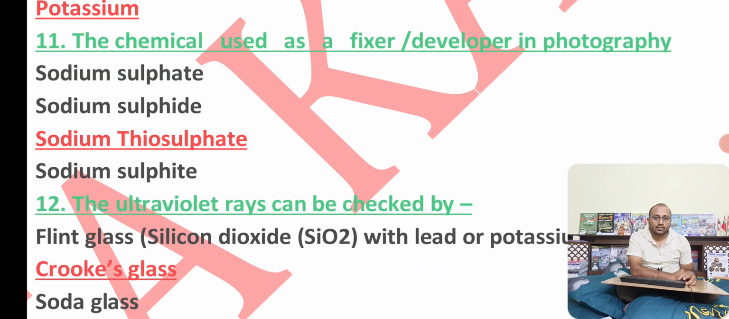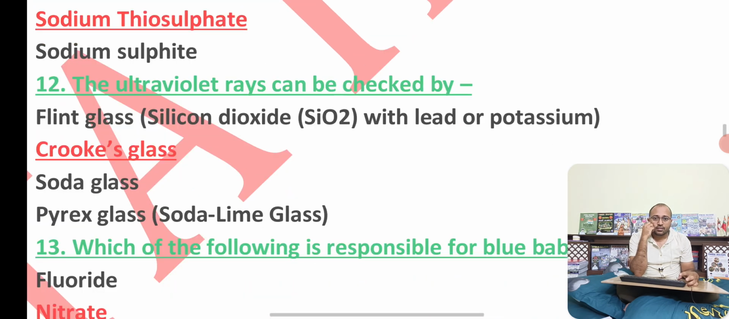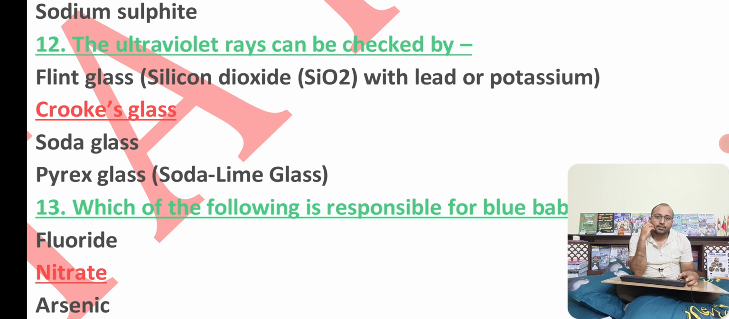The chemical used as a fixer or developer in photography: before, when we used to make photographs, we used sodium thiosulfate, and silver bromide is also used in photography. So here the fixer or developer in photography is sodium thiosulfate. The ultraviolet rays can be checked by Crookes glass, very important. In the atmosphere we have ultraviolet rays, so they can be easily slowed down with this Crookes glass. Because of this we can have less power.